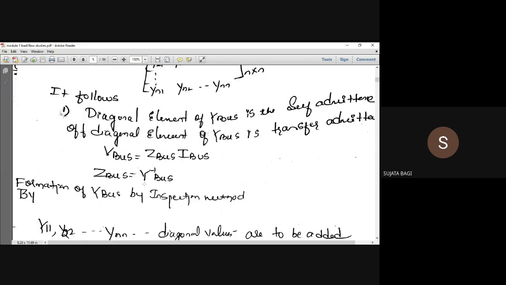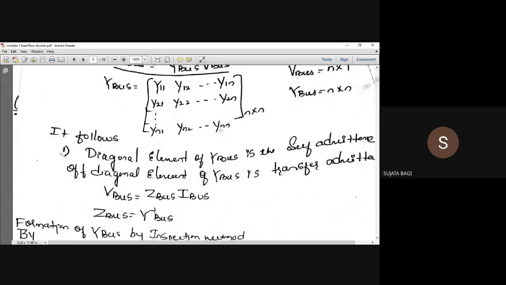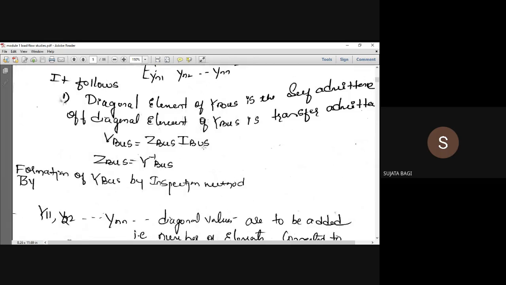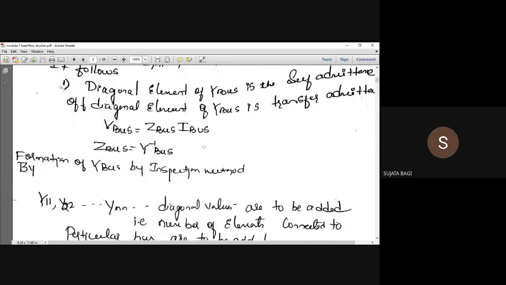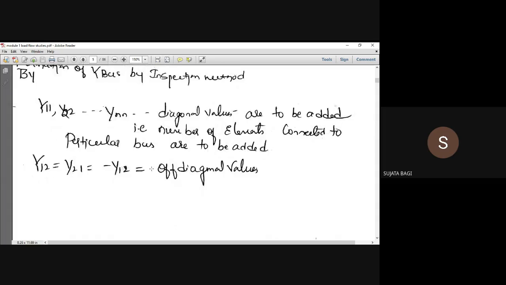So this is regarding how to relate current as well as voltage. What to remember here: I bus is equal to Y bus into V bus, and V bus is equal to Z bus into I bus. And just now I told, Y11, Y22 are all diagonal values, and the remaining ones are off diagonal values. Diagonal and off diagonal values form the matrix of Y bus.